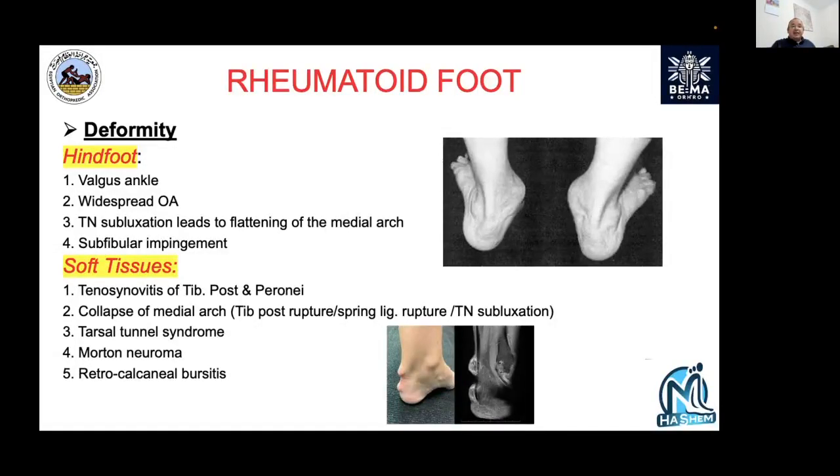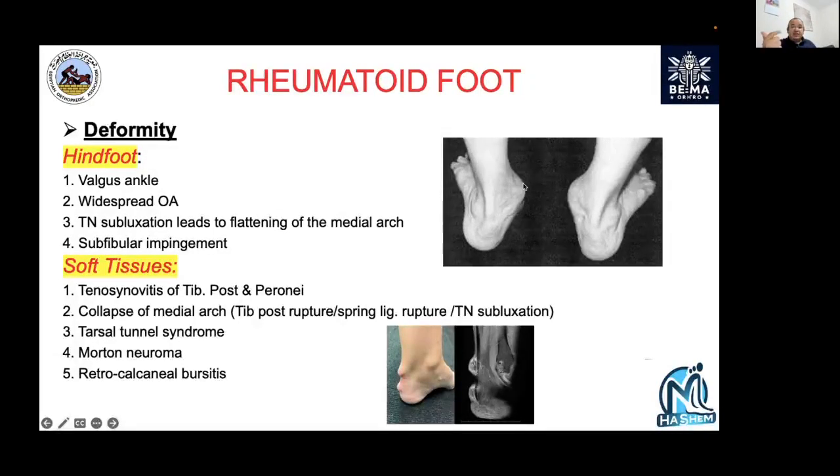Because the spring ligament and plantar fascia have gone, and again and again, the rheumatoid foot is a soft tissue problem before a bony problem. The foot will go into, as you see, a severe valgus heel, a widespread arthritis, I'm sorry, it's not osteo, it's a widespread arthritis, with severe abduction of the forefoot and valgus of the heel. There definitely will be talonavicular uncoverage up to talonavicular subluxation, and there is no question that this patient will have a subfibular impingement.